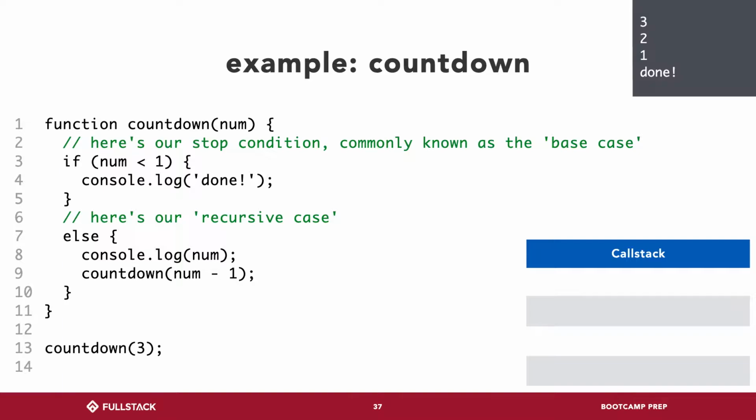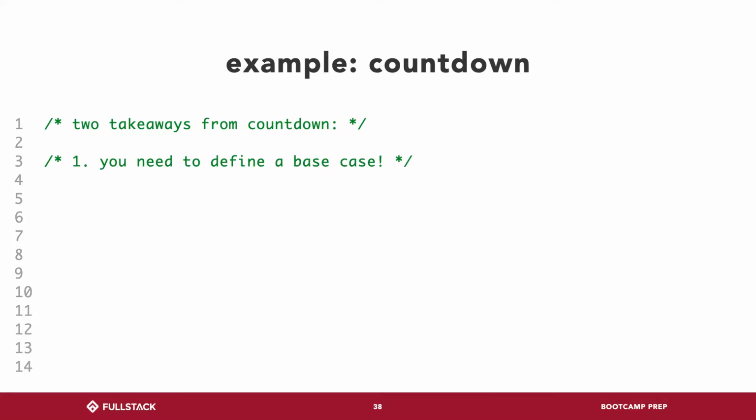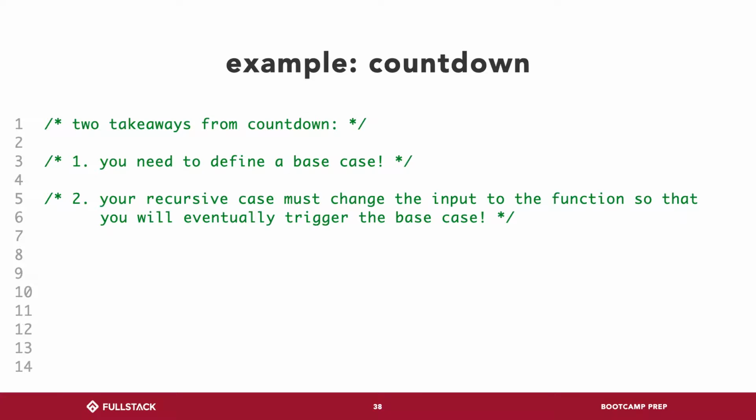And I'll show you another example with return in the next slides. Okay? So two takeaways from that problem, right? You need to define a base case, and your recursive case must change the input to the function so that you will eventually trigger the base case. Those are the main two things when you're solving recursive problems. You have to have a point where to stop, and you have to make sure that that point will be reached. Okay?